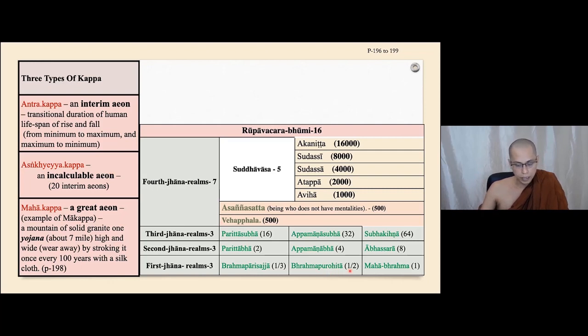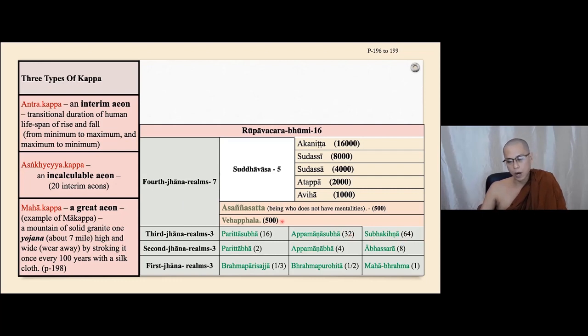For the Brahma Purohita, the lifespan is half an eon. And Mahabrahma is one eon of asankhyeya kappa, which is 20 interim eons. Then for the second jhana realms, starting from Parittabha, the lifespan is two kappa. This two kappa is Mahakappa, a great kappa, great eons. Two great eons is their lifespan. So Appamanabha, four times, Abhassara, eight times. So doubling: Parittasubha 16, Appamanasubha 32, and Subhakinha 64.